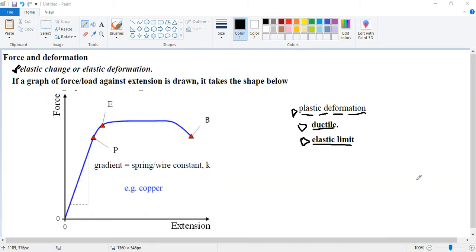So let us look at force and deformation. We have seen the difference between compressive deformation and tensile deformation. Let's see the details of force and deformation.